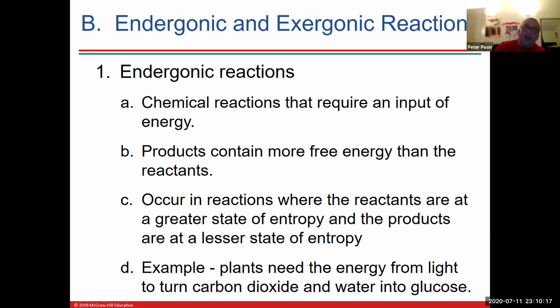In an endergonic reaction, the products contain more free energy than the reactants. So if I was making a glucose molecule from carbon dioxide and water, the glucose molecule has more energy than carbon dioxide and water. So I have to put in the energy from somewhere else.